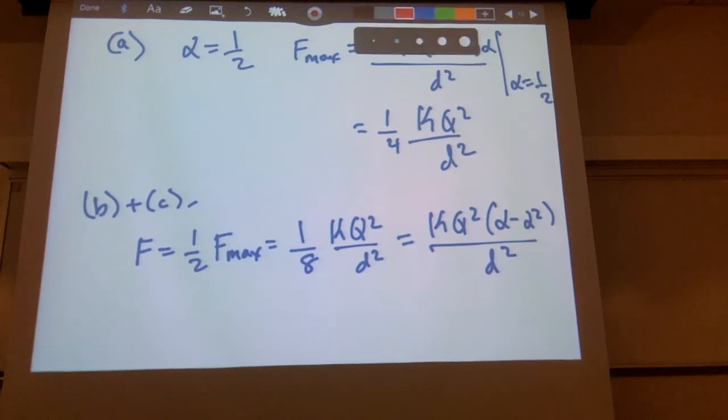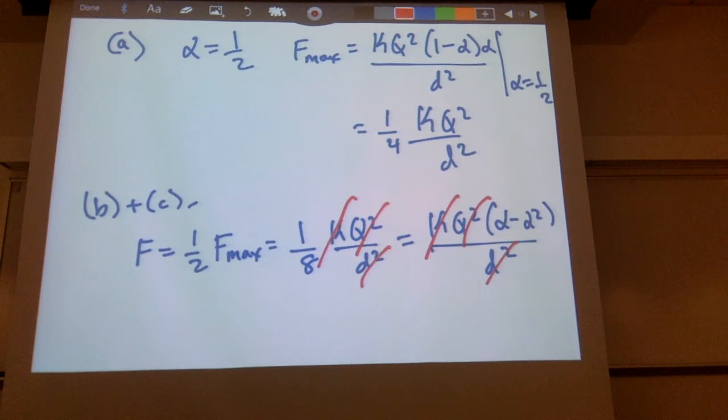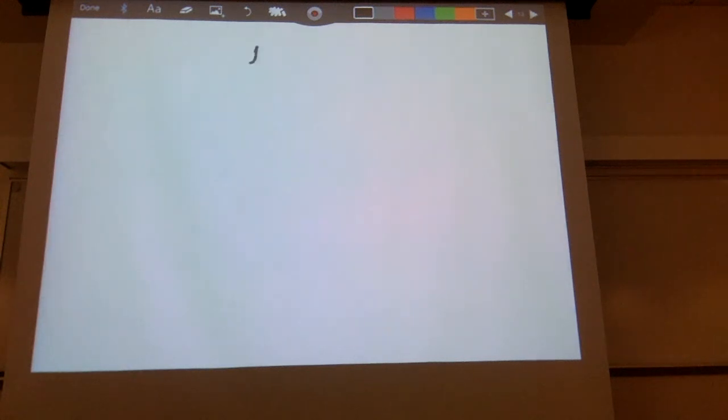Good. Now from here, the K's are the same, so we can cancel those. The Q squareds are the same, so we can cancel those. The D squareds are the same, so we can cancel those. So finally, what we get is that 1/8 is equal to alpha minus alpha squared. So finally, we can write this as alpha squared minus alpha plus 1/8 equal to 0.